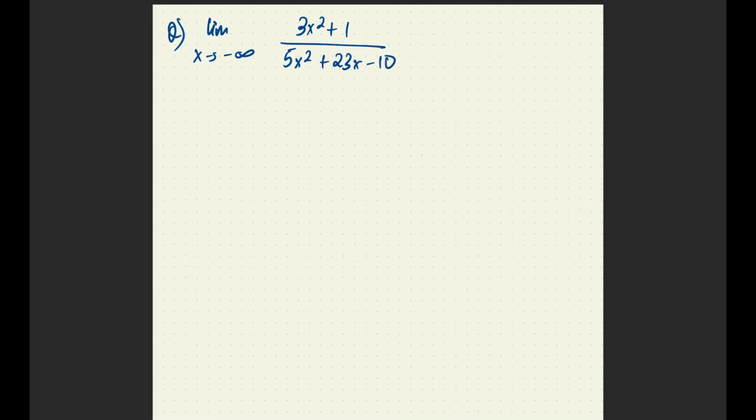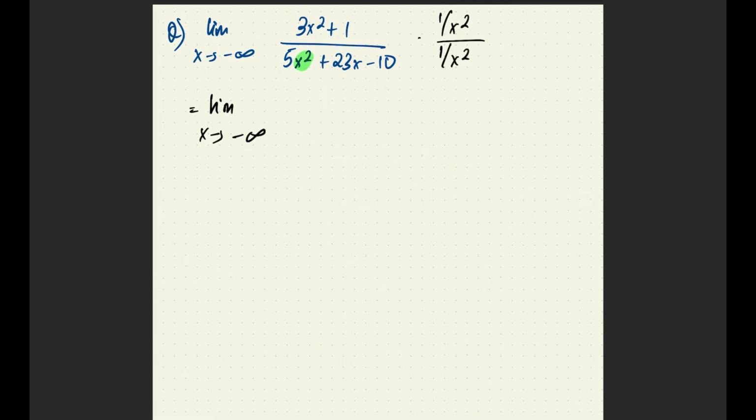So this is the limit as x approaches minus infinity now of 3x squared plus 1 divided by 5x squared plus 23x minus 10. So again, this is a rational function. So what is the greatest power of x in the denominator? So we know that we have an x squared over here, and this is the greatest power of x. So I'm going to multiply the numerator and denominator by the reciprocal of this greatest power. So numerator times 1 over x squared and denominator times 1 over x squared. So now we just need to simplify this, and that should hopefully solve it for us.